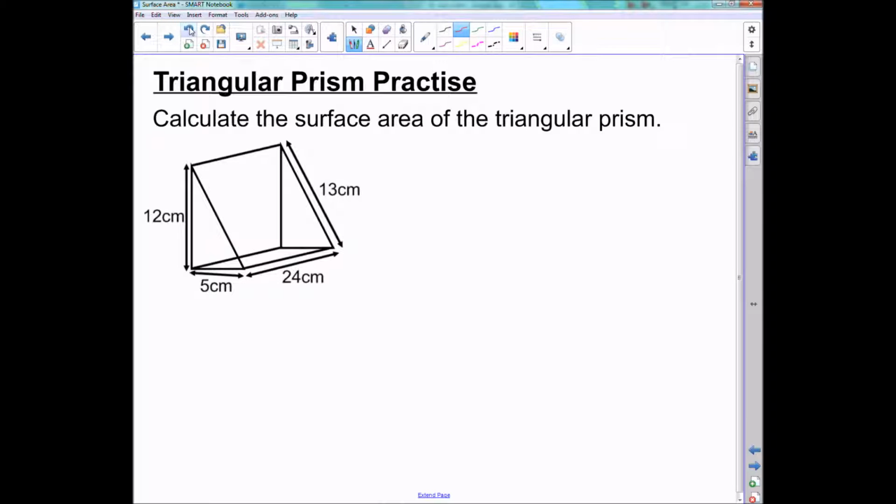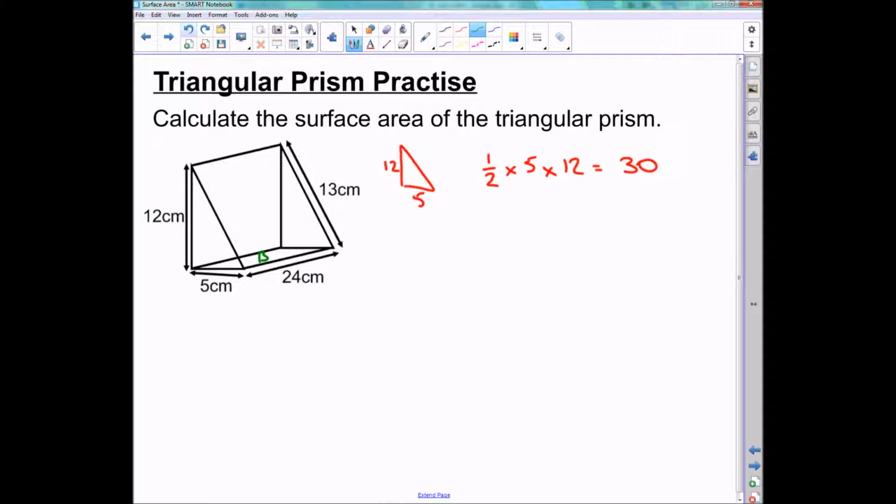Okay, so hopefully you've had a go at that. First off, we're going to run through finding the areas of each of the faces, and then we're going to add them up like we've done in every example so far. So let's start off with the triangle. The 2 sides, we've got a height of 12, a base of 5, and if you remember, we've got to half it for a triangle. So a half times base times height gives us an area of 30.